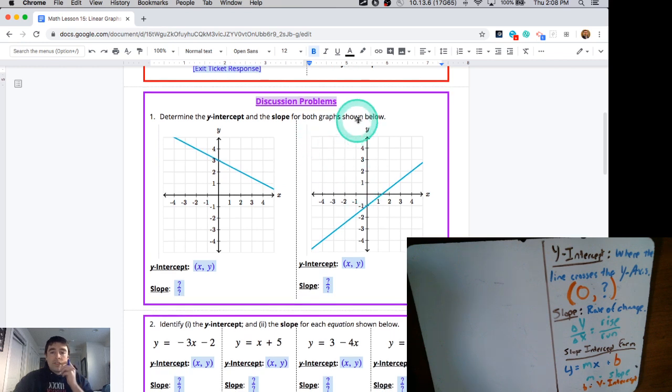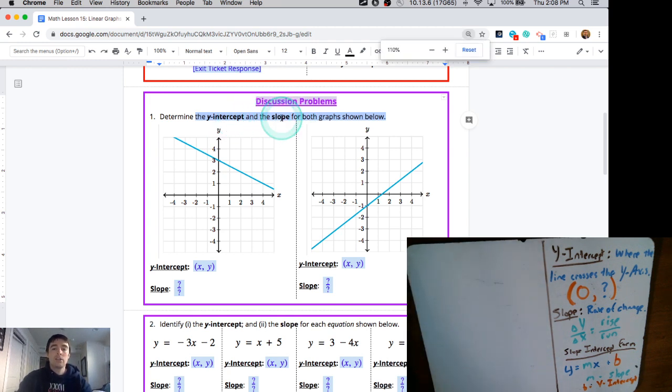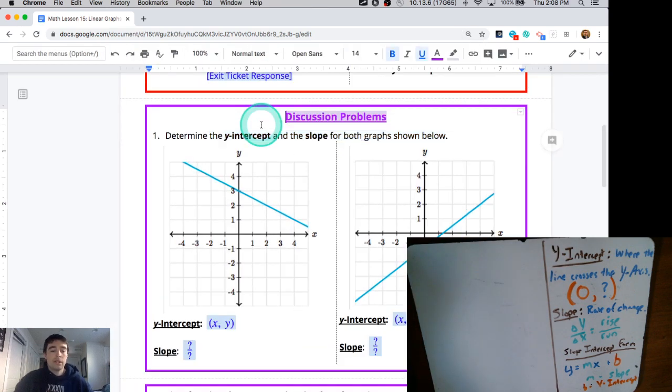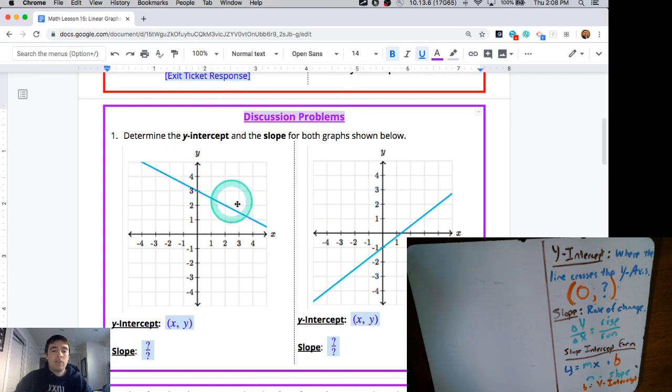So, for the very first problem today, you see here they're giving you two graphs, and for each of these linear graphs, straight line graphs, they're asking you to determine the y-intercept and the slope for those graphs. So the first one that we are going to take a look at here is this graph on the left. And the first thing they ask us is to find the y-intercept.